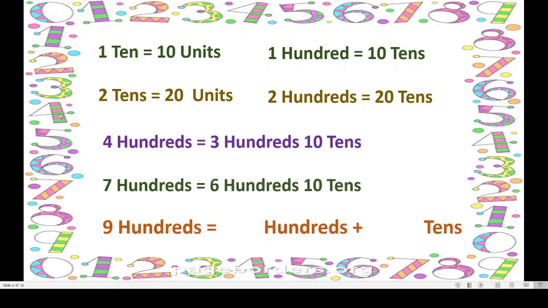Say this. 4 hundreds is equal to 3 hundreds and 10 tens. Here 400 is there, so 300 and 10 tens. 700 is equal to 600 and the 700 note is changed to 10 tens. This together makes 700, isn't it?